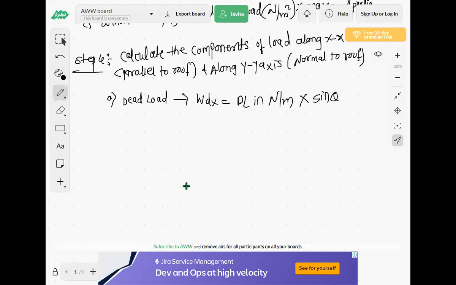Into sine of theta. This is theta, this is your load. Theta is here. Your load is here. Look, this is your dead load. This is theta. Why have we used sine?